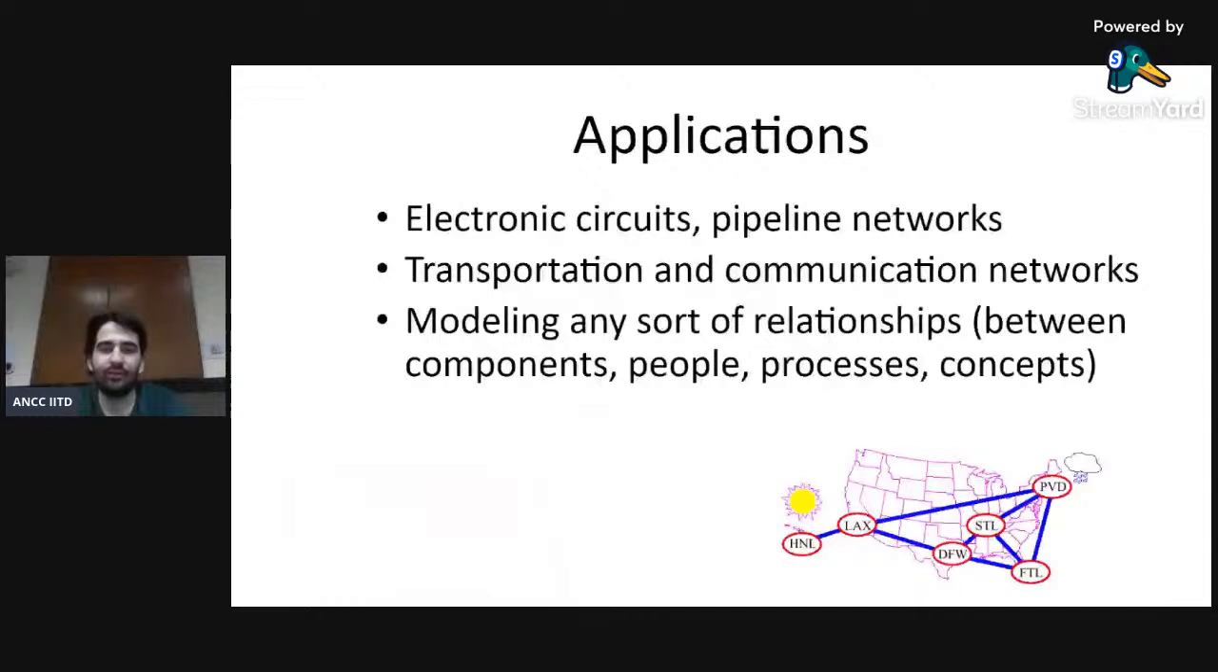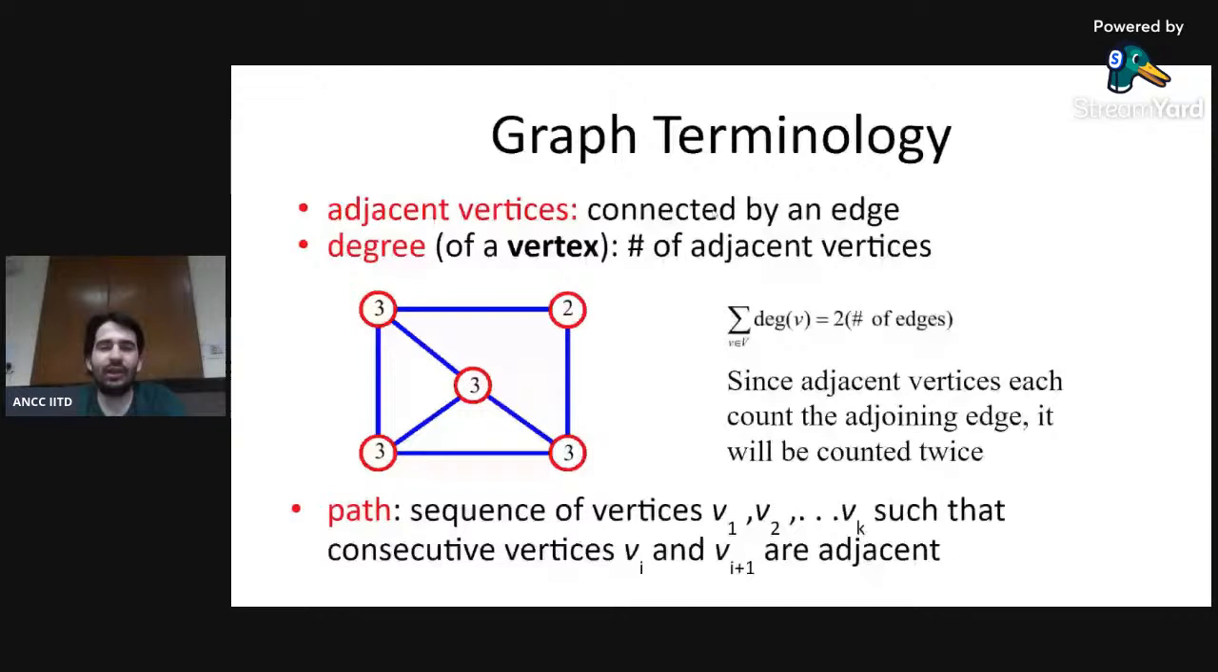Graph terminology. Two vertices are considered adjacent if they have an edge, and the degree of a vertex is defined as the number of edges on it. Consider this vertex. This has 1, 2, 3 edges, so its degree is 3. Consider this 1, 2, 3, which also has a degree of 3. Consider this one: 1, 2. This has a degree of 2.